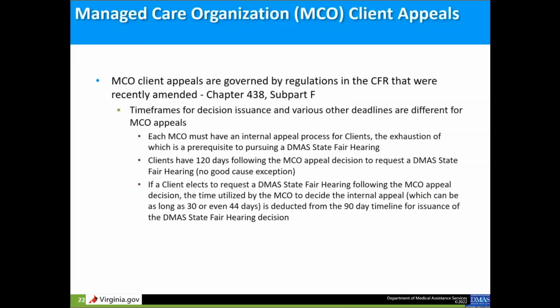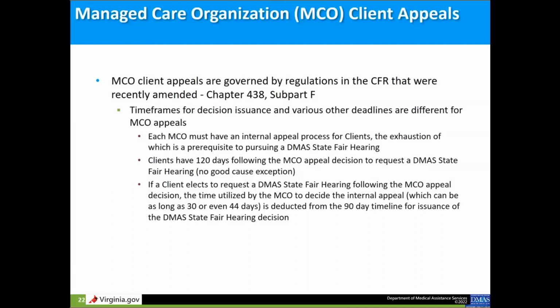Please note, of course, that MCO appeals differ from the normal client appeals in that there is a 2-step process. An appellant must exhaust the appeals procedure within the MCO before they may file an appeal with the DMAS Appeals Division. If the client is unsatisfied with the results of the appeals process, then they have 120 days after the MCO appeal decision to request an appeal with the DMAS Appeals Division.